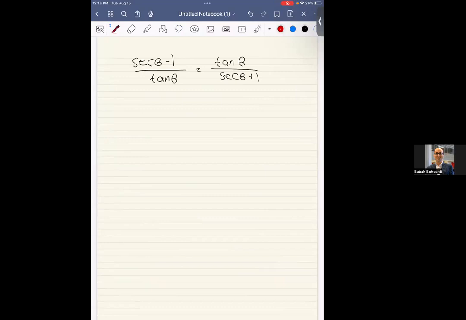Okay, so let's begin with the left-hand side. So left-hand side, another way. I just do it another way. So the left-hand side is secant theta minus 1 over tangent theta. So what you can do here is you can multiply this by secant theta plus 1, both top and bottom, because if you multiply by the same thing, it doesn't change anything, right?